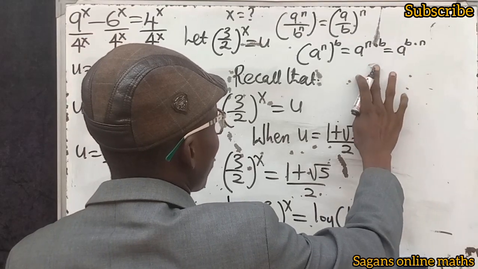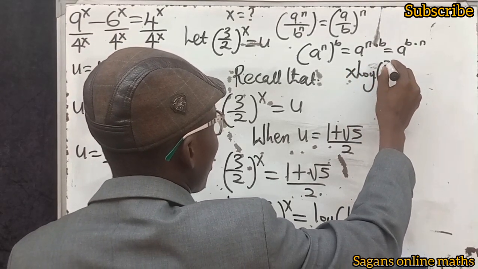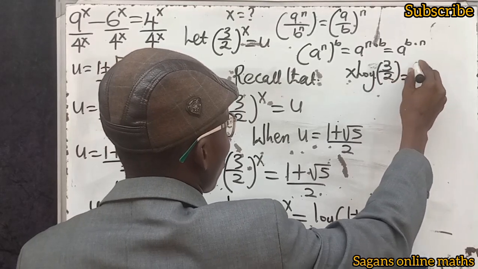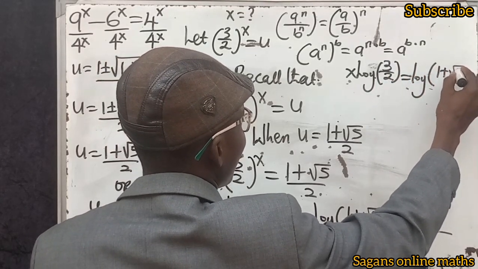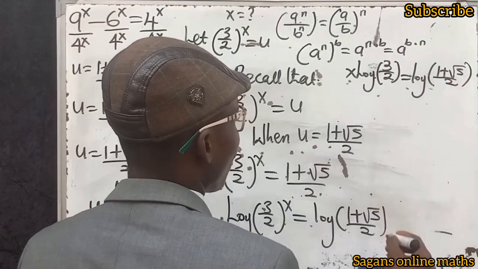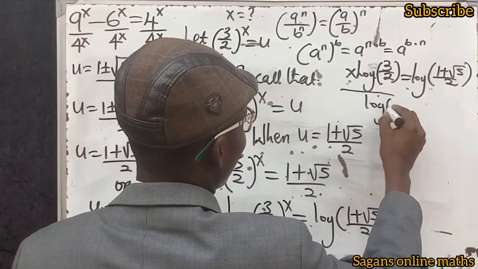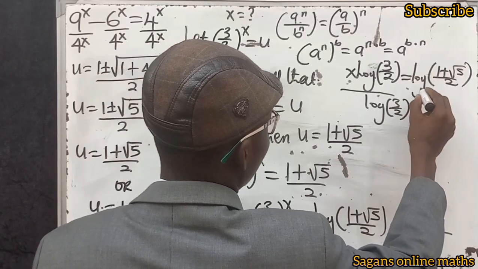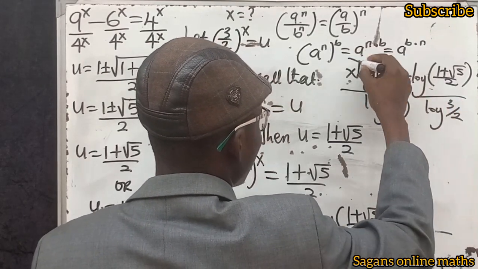So this now becomes s multiplied by log of 3/2 is equal to log of (1 + √5)/2. Now for us to have the value of s, let's divide both sides by log 3/2. Also divide this by log 3/2. Now this will cancel out this.